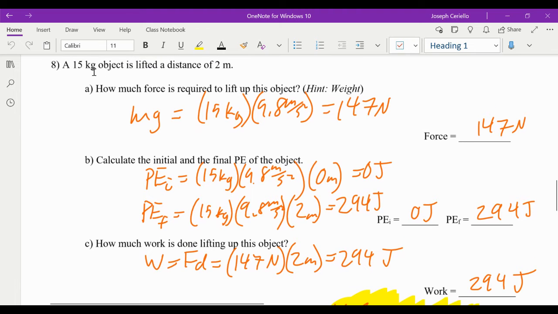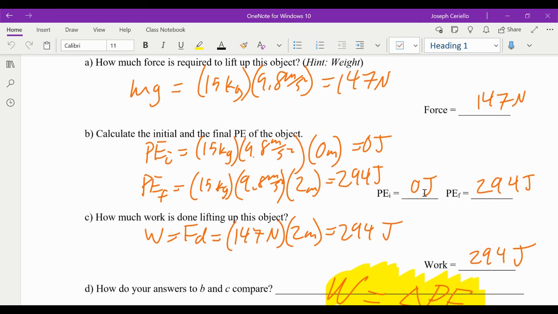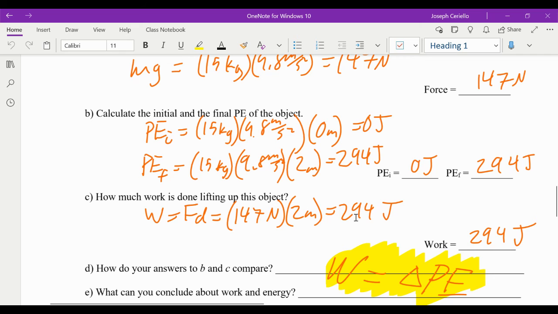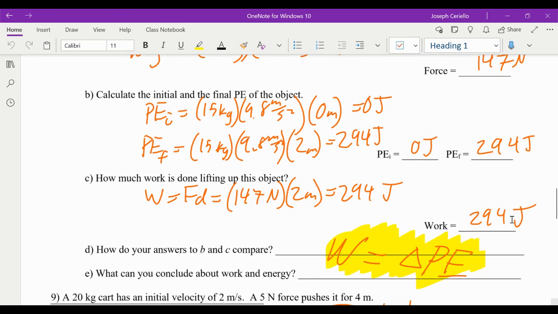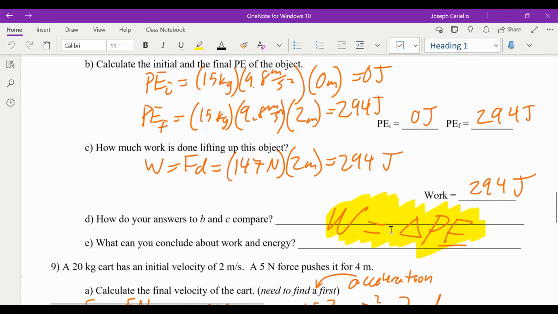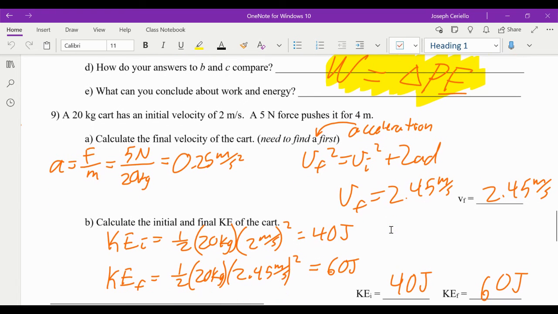So the first question was, okay, we're lifting up an object. How much force is required to lift it up? Well, the amount of force required to lift up an object is equal to its weight. So mg, 147 newtons. What was the initial and final potential energy of the object? It looks like it was 0 joules because it was at ground level, 294 joules because it was a little bit higher up. How much work was done? That was the force times distance, 294 joules. So clearly there's something going on here that these two are related. And what we deduced was that work was equal to the change in potential energy.